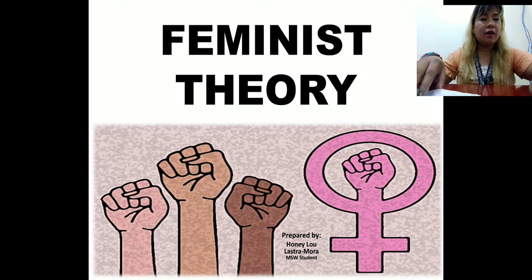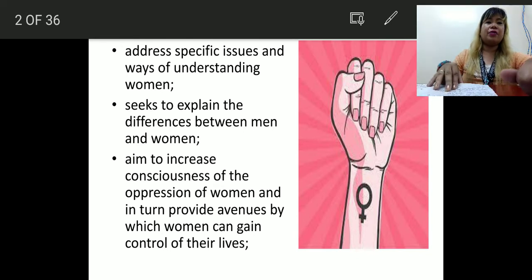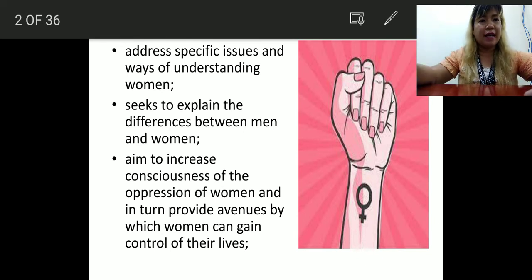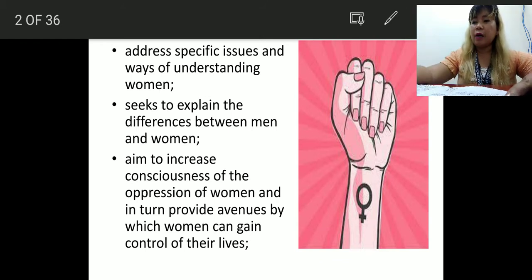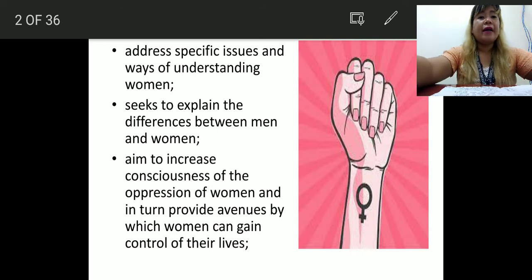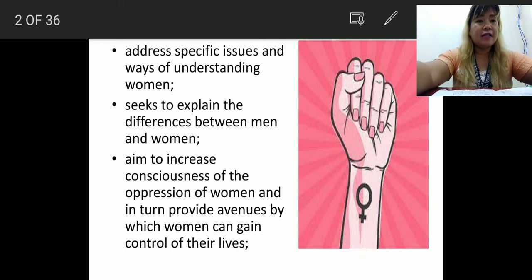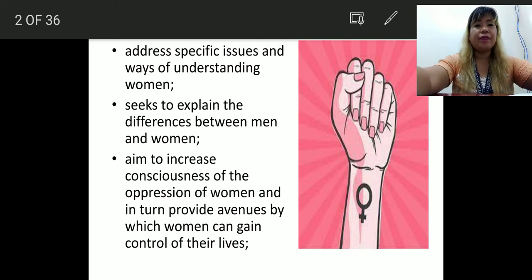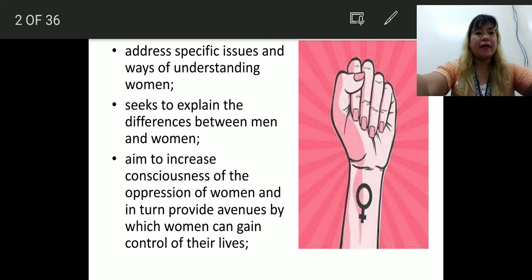So, first, let me provide you the salient features of feminist theory. Feminist theory addresses specific issues and ways of understanding women, so it focuses on women. However, the principles and approaches also apply to men and children. Next, it seeks to explain the differences between men and women. And then, it aims to increase consciousness of the oppression of women and in turn provide avenues by which women can gain control of their lives.